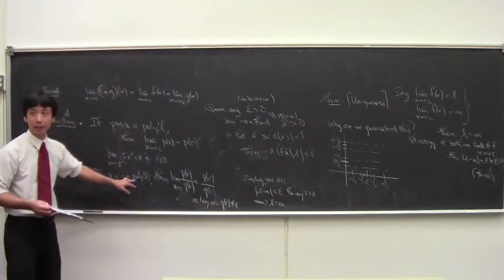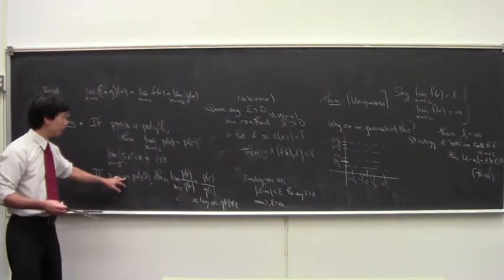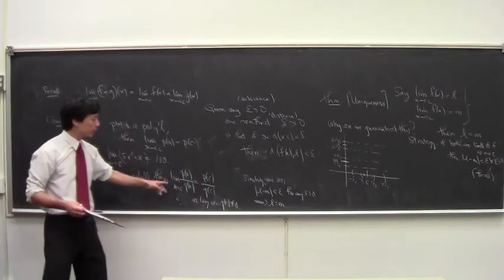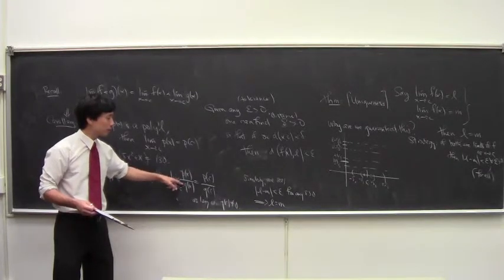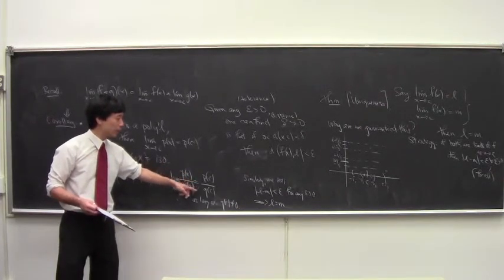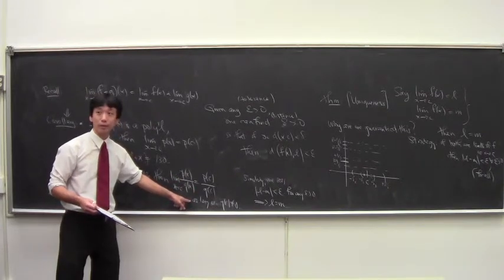Let me just read it for now, and then I'll try to remember from here on in. If p and q are polynomials, then the limit as x approaches c of p of x over q of x is p of c over q of c, as long as q of c is not equal to 0.